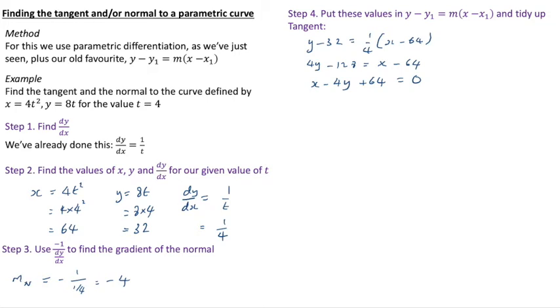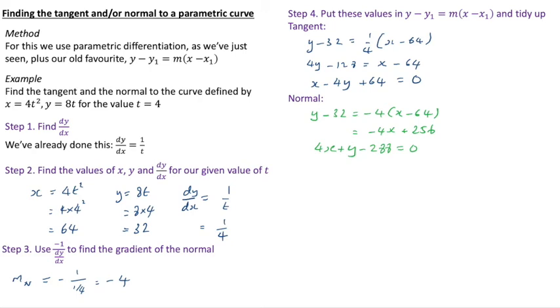For the normal, same job, but this time we get y minus 32 is equal to minus 4 times x minus 64, because the gradient, of course, is different for the normal. And when we tidy that up, the right-hand side becomes minus 4x plus 256. Tidy up further, we get 4x plus y minus 288 is equal to 0.